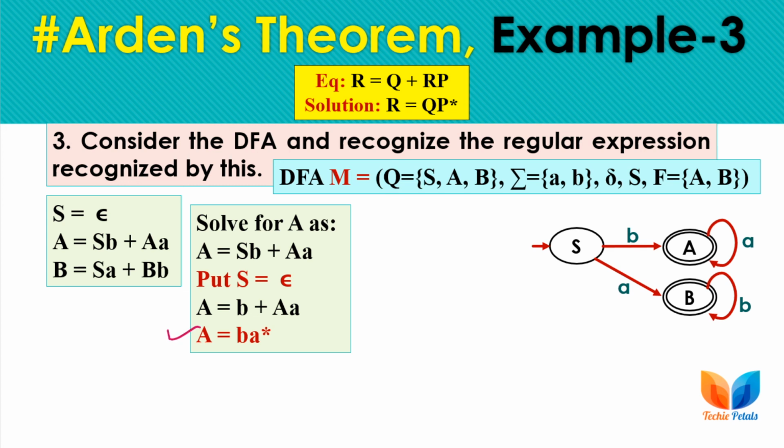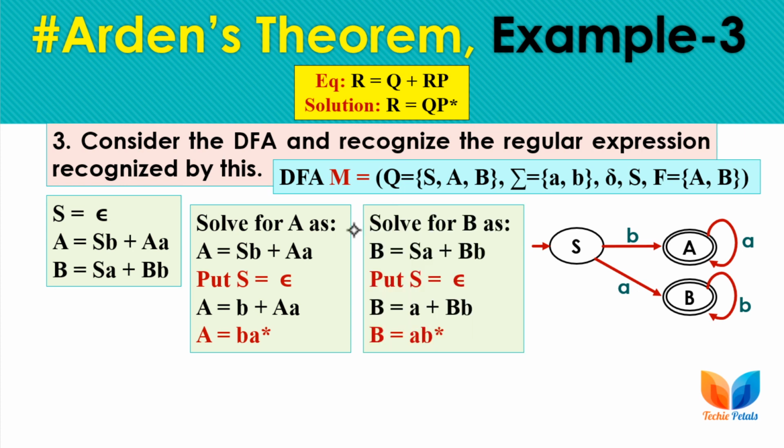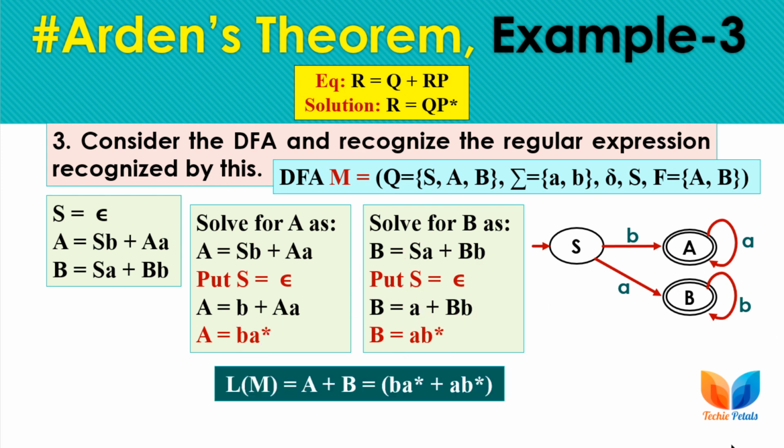Next, similarly we can solve the expression for B. For B we are having SA and SB, B, and after putting null we are getting this expression, and again as this is the Q and this is our P, we have QP star here, so this is the expression corresponding to B. So let's union these expressions to find the expression corresponding to the complete machine, and this is the solution. We are having A plus B as BA star and AB star. So this is the regular expression corresponding to the given DFA.